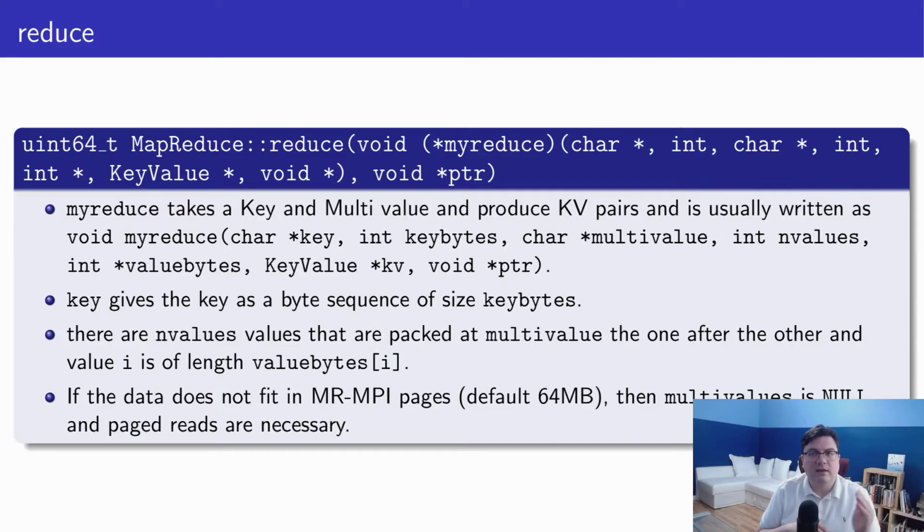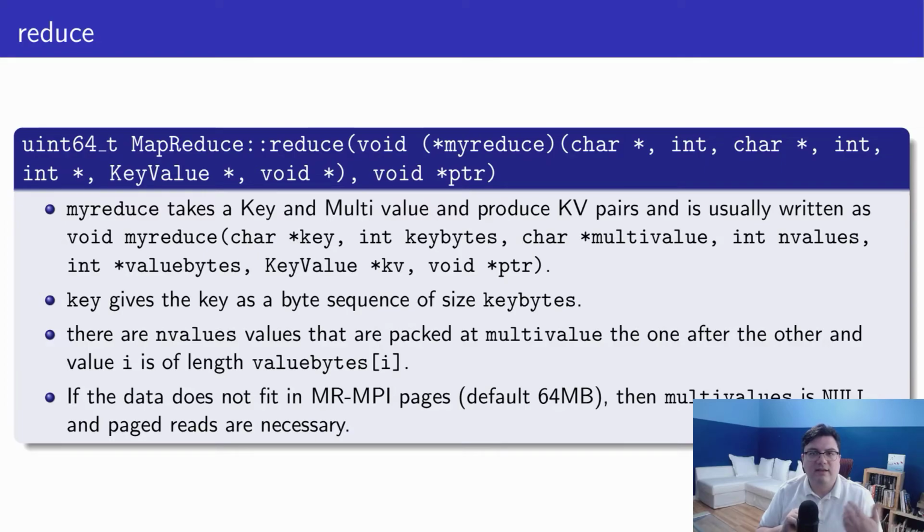MyReduce takes the key, the values, and a key value store to use as an output, and also a context. As usual, the key is provided as pointer plus size. The values are all passed in a single buffer. The values start at multi-value, and there are n values in total. The size of these values are passed in the value bytes array. In other words, the first value is stored at multi-value, and it is value bytes of 0 bytes long. The second value is from value byte 0 and runs for the next value bytes 1 byte.